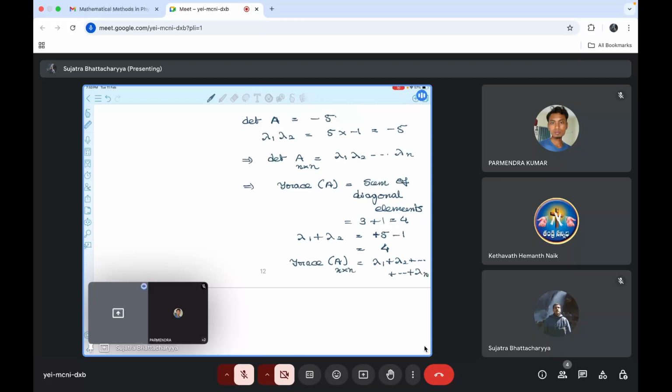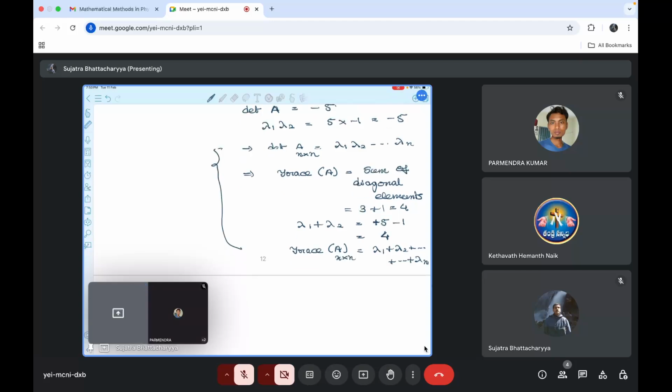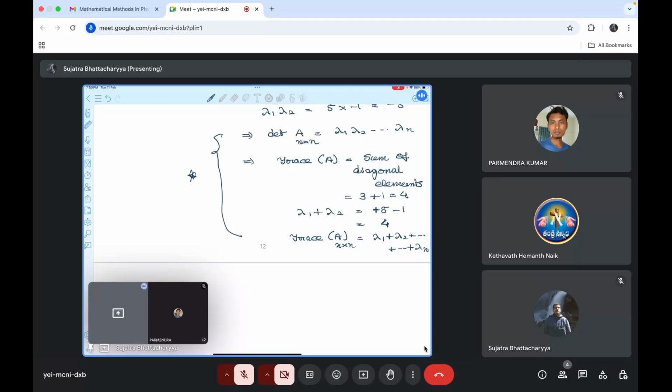The sum of all the eigenvalues of a matrix is equal to the sum of the diagonal elements of the matrix, the trace of the matrix. The product of all the eigenvalues will give you the determinant of the matrix. These two are very important properties, and will help you in solving questions.